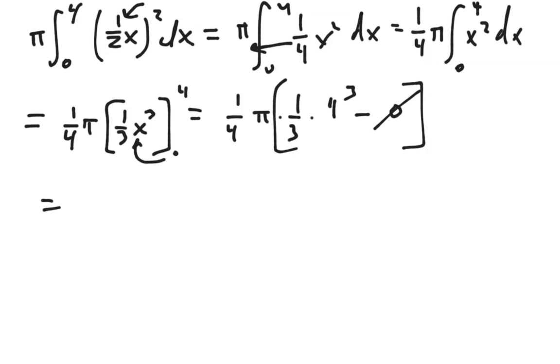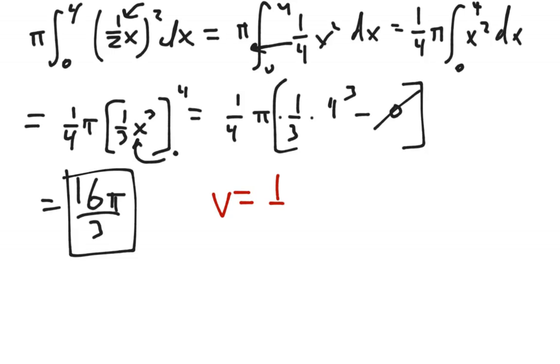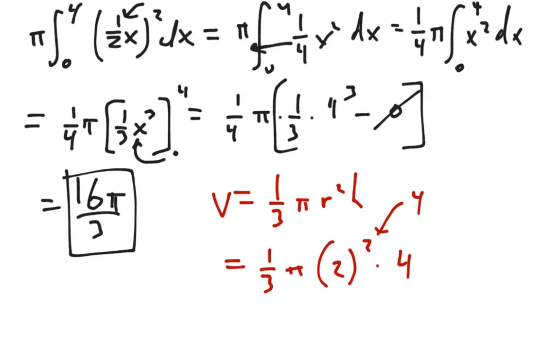So we have 4 times 3, which is 12, and then 4 cubed is 64. So 64 divided by 12 will simplify to be 16 pi over 3. And this is the volume of our cone. Now, if we had actually used the formula for the volume of a cone, 1/3 pi r squared h, we could have also just plugged this in, and notice that we do get, in fact, the same answer, because 2 squared is 4, and 4 times 4 is 16, so we get 16 pi over 3.